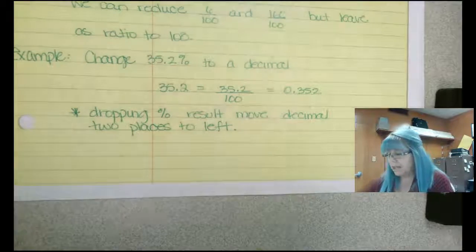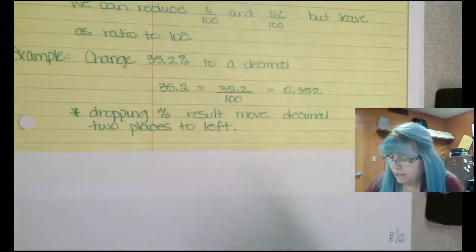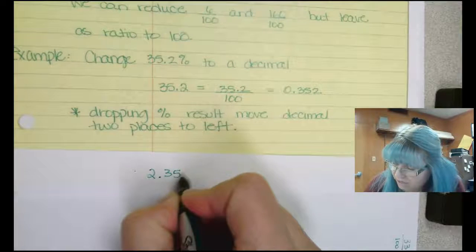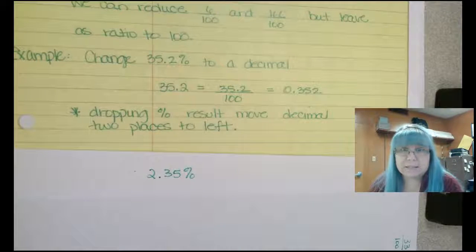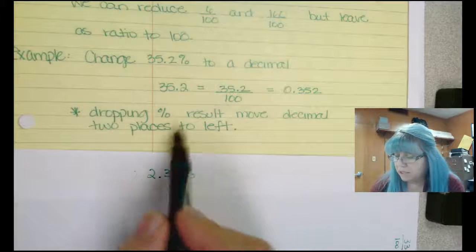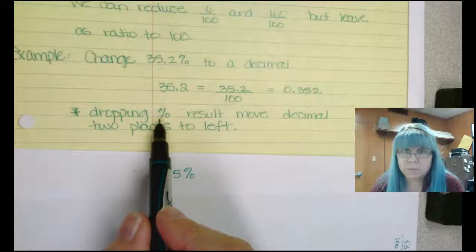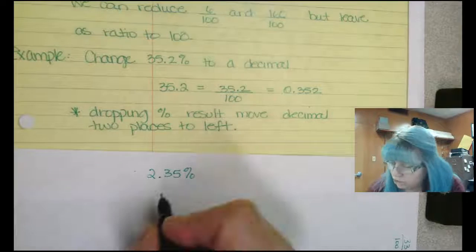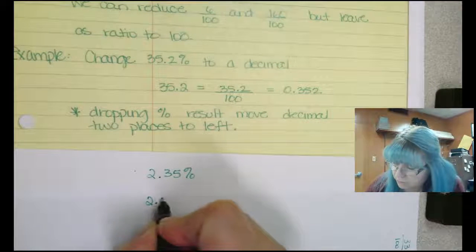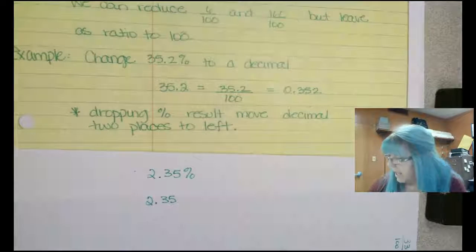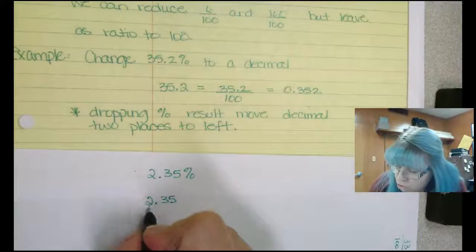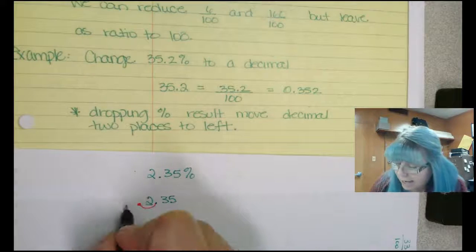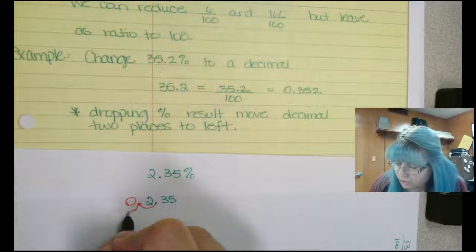So I'm going to just try an example here. And I want 2.35% written as a decimal. And I want to use this: dropping the percent symbol and moving the decimal 2 places to the left. Alright, so I'm going to drop the percent symbol, 2.35, and then I need to move my decimal 2 places to the left. 1, and if I don't have any numbers, I can add a 0, 2.